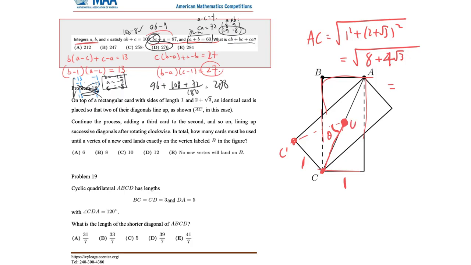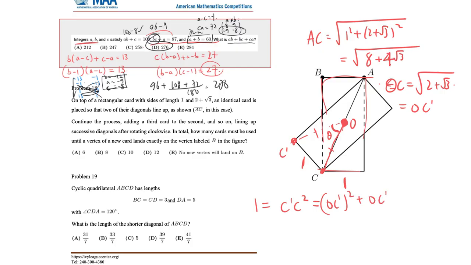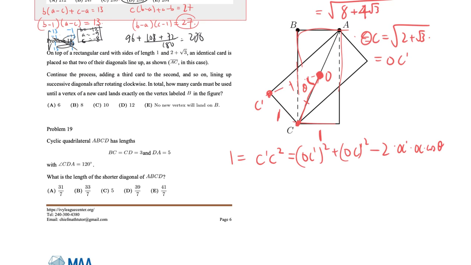Then OC and OC prime, they're both equal, right? So then OC is equal to half of this, so it's equal to 2 plus root 3. And this is also equal to OC prime. Then we can apply the law of cosines very nicely, right? So C prime C squared, which is 1, is equal to OC prime squared plus OC squared minus 2 times OC prime times OC times cosine theta, right over here.